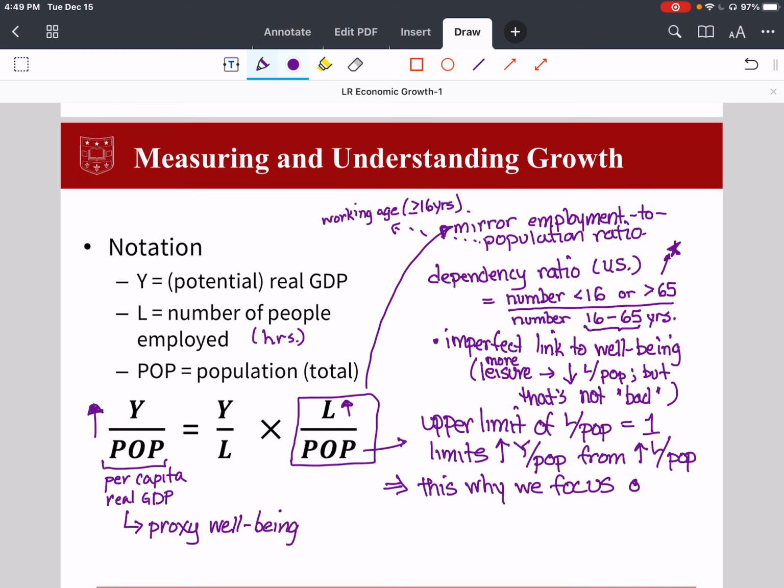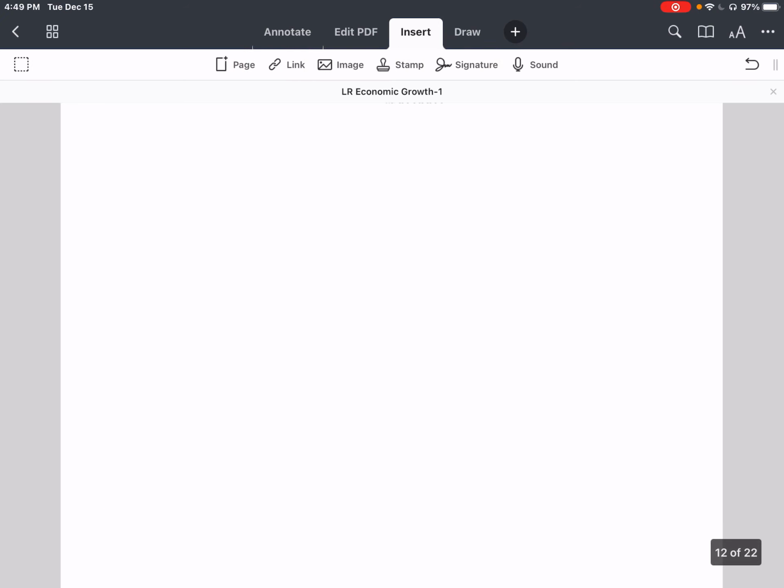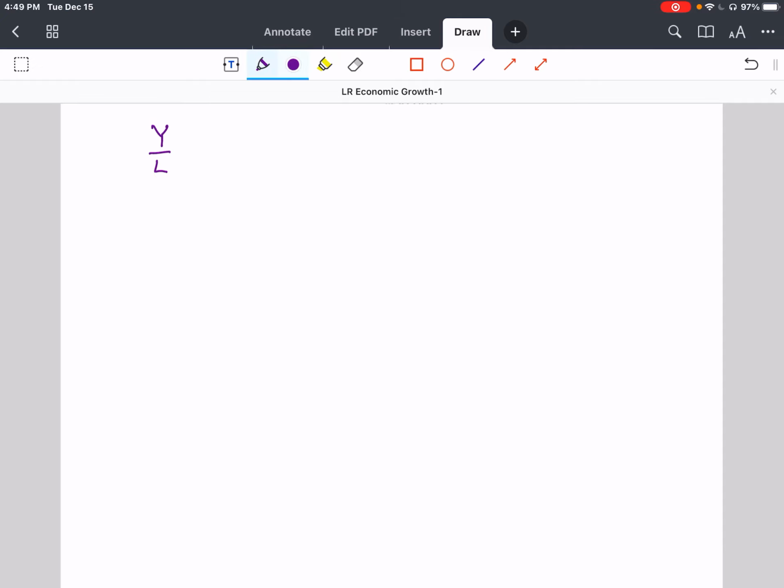And this is why we focus on increases in Y over L to increase income per capita. So let me comment on that for a second. Y over L is output per worker. Everything is an average, so this is average labor productivity.